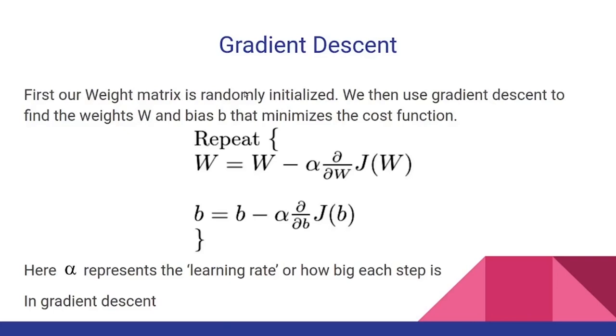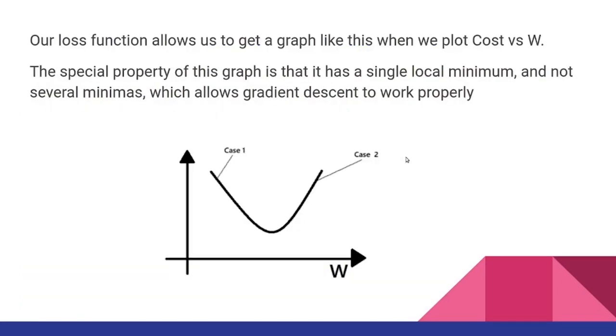The process of gradient descent is as follows. We first initialize our weight matrix randomly, then we use gradient descent to find weights W and B that minimize the cost function. And gradient descent is just based on calculus. We have our slope here. This curve is actually the plot between the cost function and W, and we want to find the minimum value of the cost function.